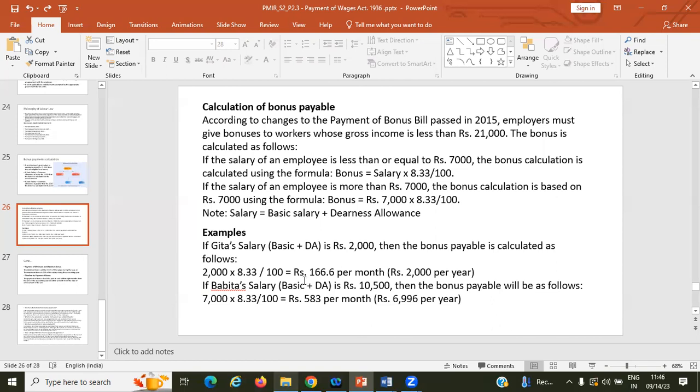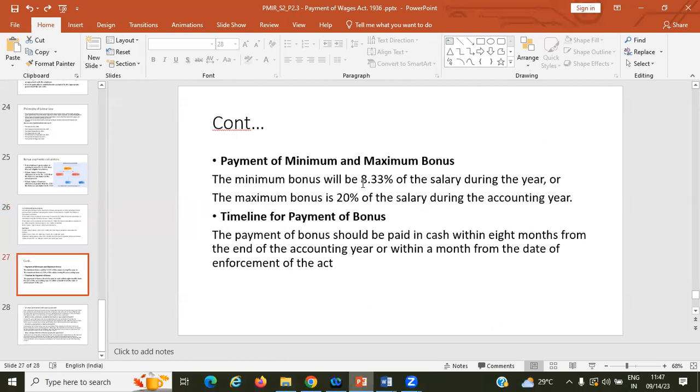And what is the duration, timelines. From the end of financial year, from that point, you have 8 months to declare and announce the bonus. So that is the timeline. And what is the minimum bonus and maximum bonus? Minimum bonus is 8.33, maximum is 20%. You can remember this. This could be your exam question, MCQ or short type questions.